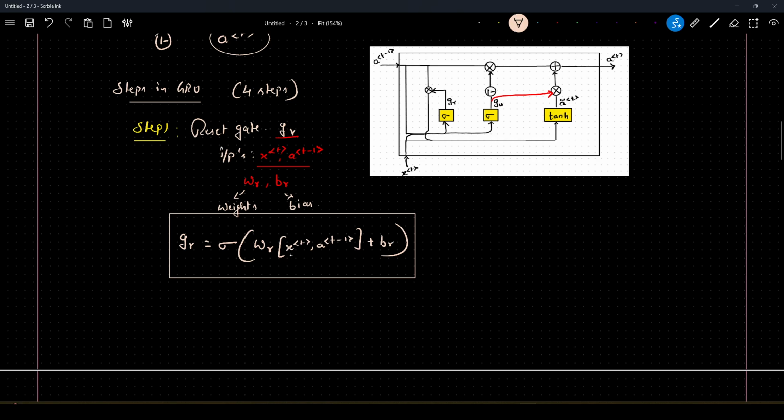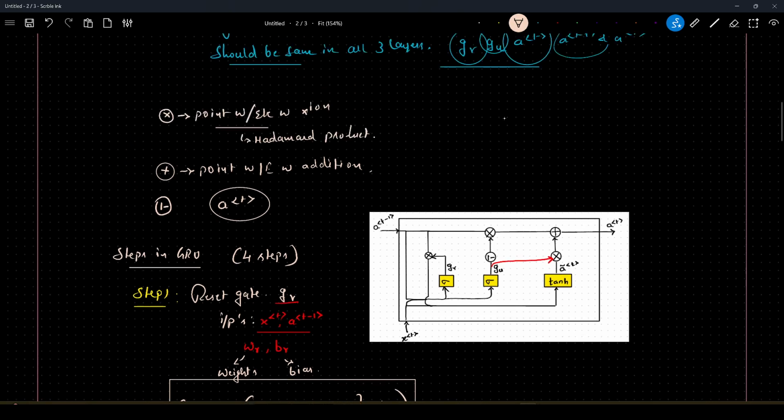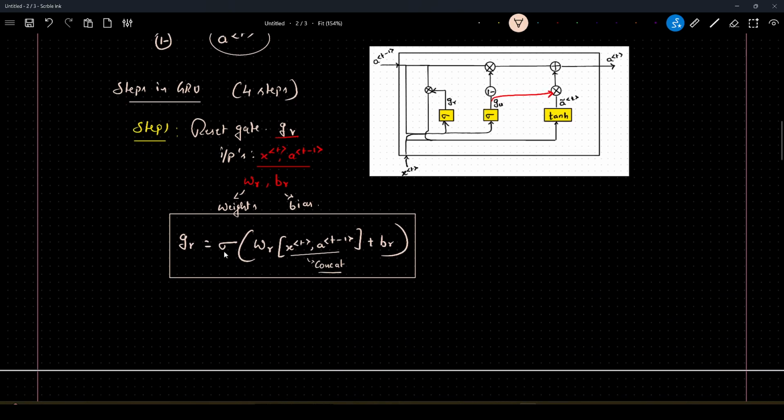So let us first understand what we mean by this representation. This is called concatenation of two vectors. Let us fix the number of features and the number of neurons in the hidden layer. Number of features, let us fix it to 5, and number of neurons in the hidden layer, let us fix it to 4. Why am I assuming a few things? In order to help you understand the dimensionality of these gates.